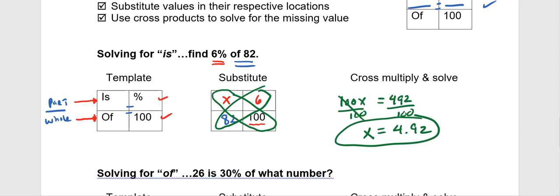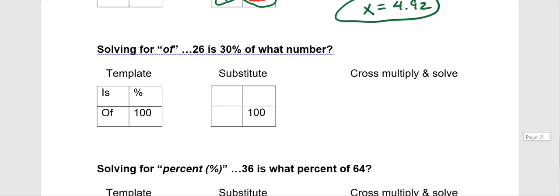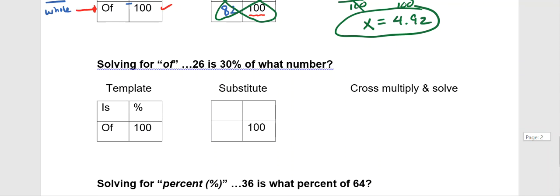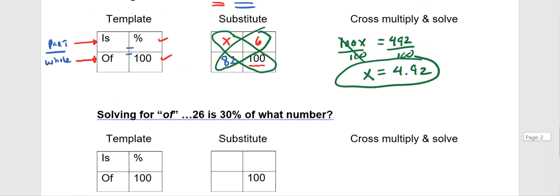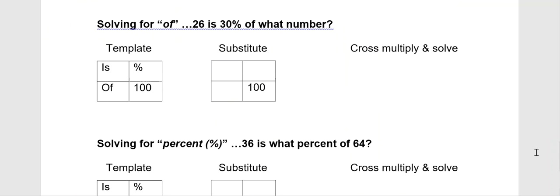So as we move on with the 2 other examples, it's just a matter of repeating this process, but for either of the other 2 pieces that might be missing. In the first case, we solve for the is. In the next case, we're going to solve for the of.